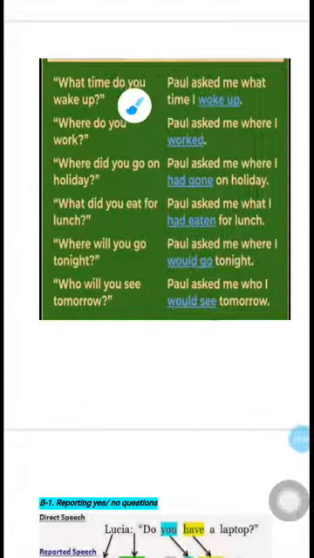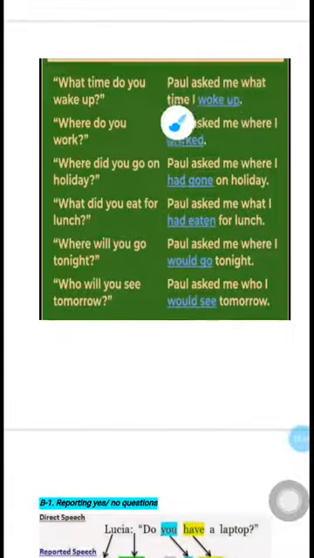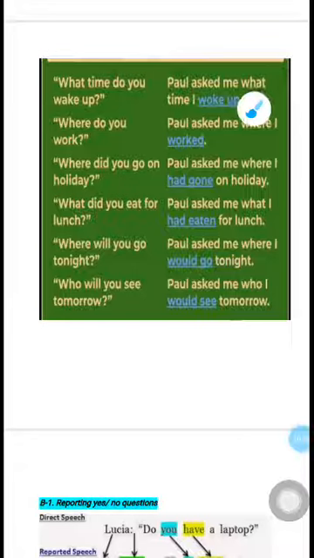What time do you wake up? Paul asked me what time I woke up, because simple present wake up changed to simple past woke up. What time do you wake up? Paul asked me what time I woke up.